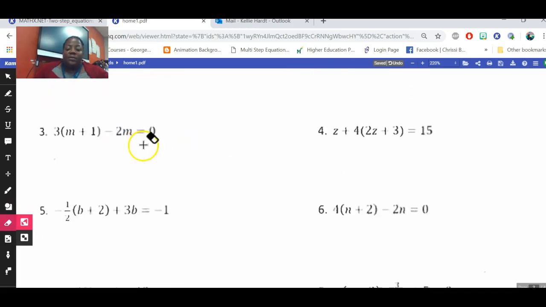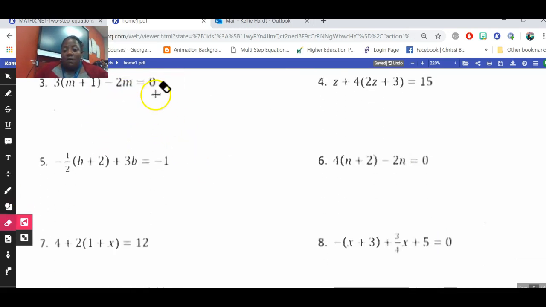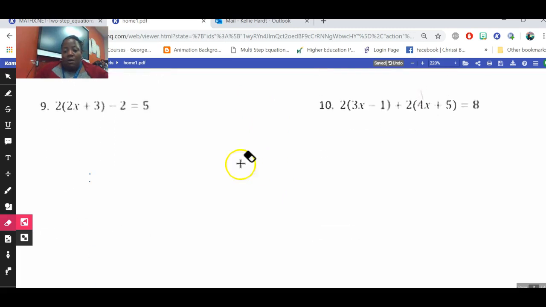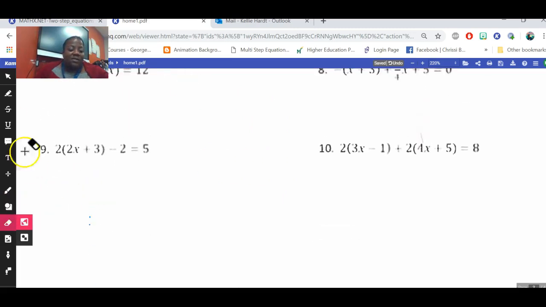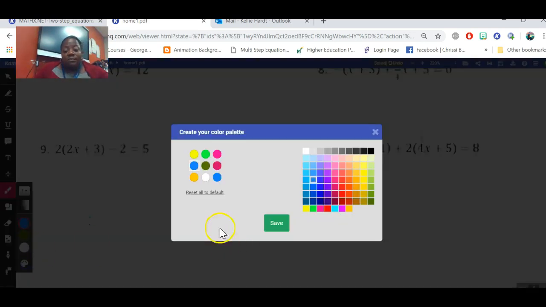Okay, so let me go down here to 9 and 10. These are the ones I'll do for you. First thing, let's get rid of this ugly color. Ooh, I haven't done purple. That's pretty.